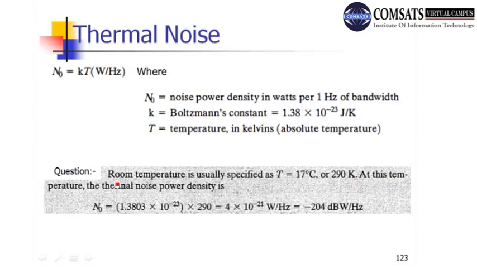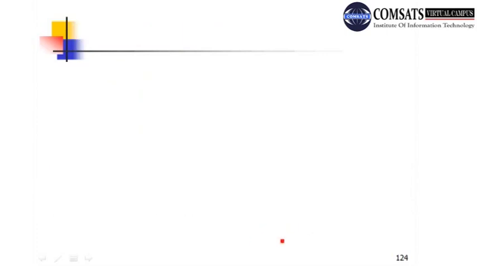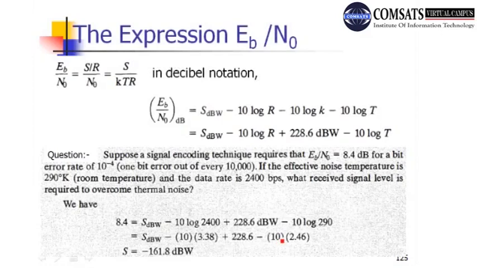At this temperature, the thermal noise power density is, so here we have to place the values. We know the Boltzmann constant, and the temperature is already given, right? So we can calculate the noise. This is the thermal noise.